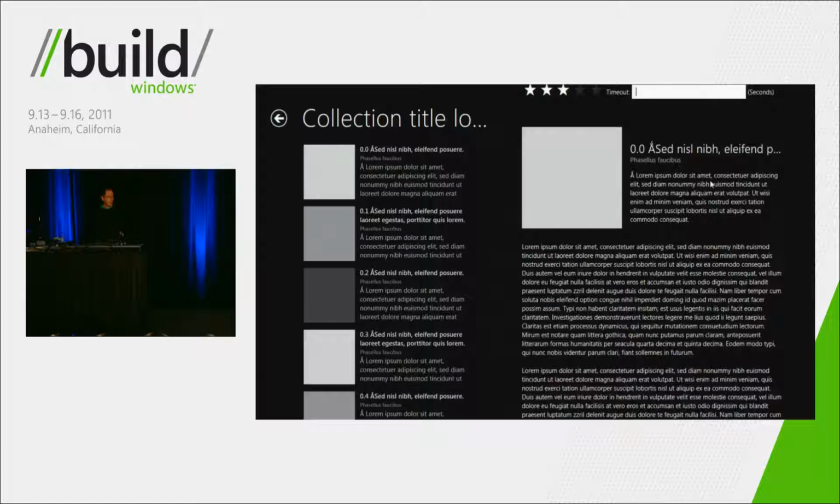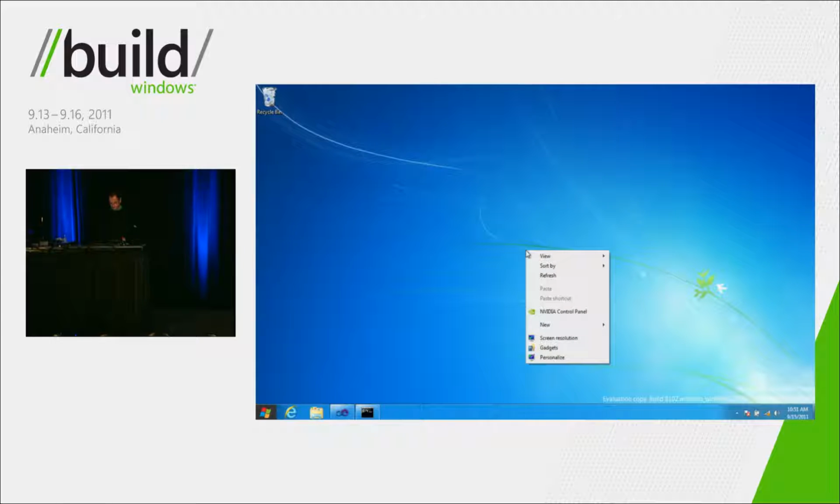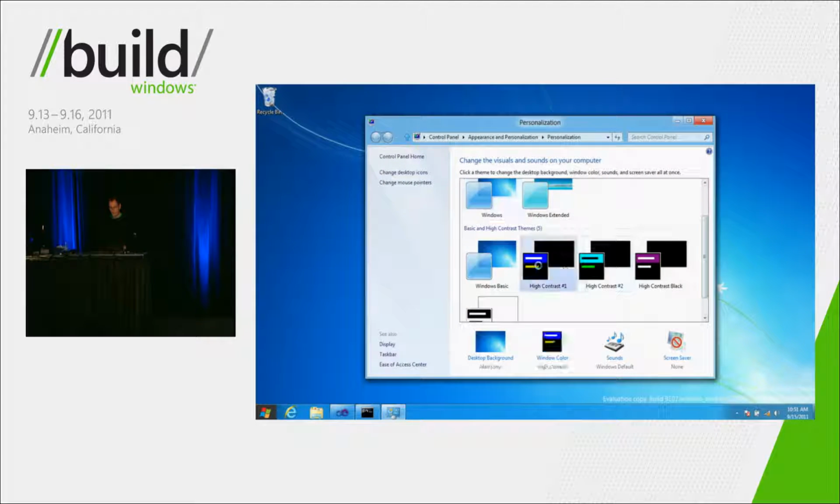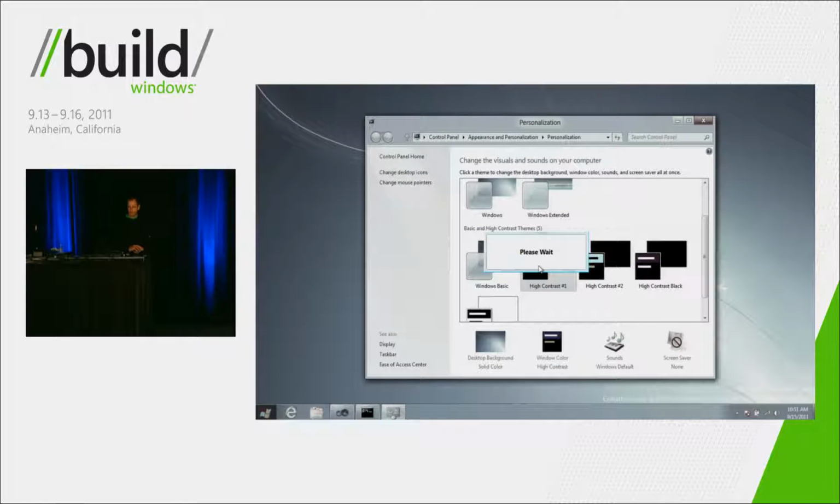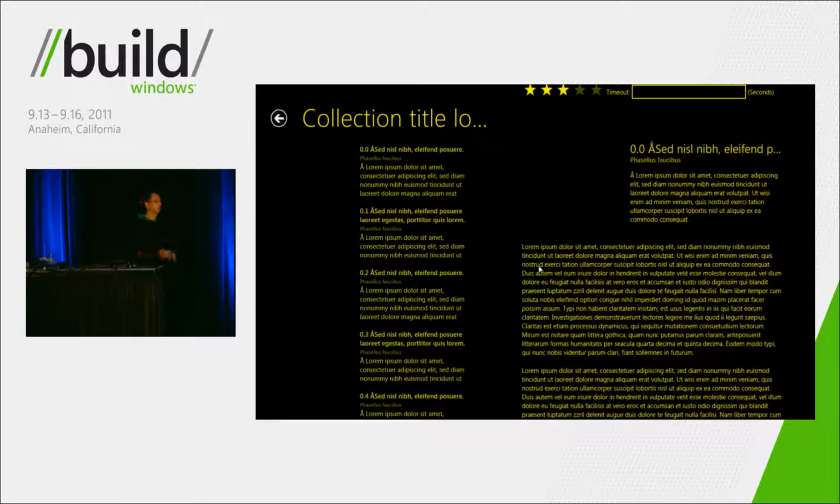Now, one other thing I'd like to do with this app is, I said earlier that the high contrast use is very important in the range of accessibility scenarios. So let's go to the personalization control panel and actually select a high contrast theme. Okay, and I'm going to pick the high contrast 1 theme. Okay, and I'm going to switch back to the app. Okay, now the app looks quite different.